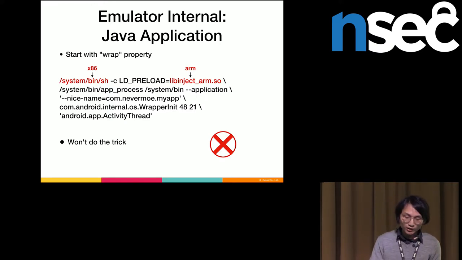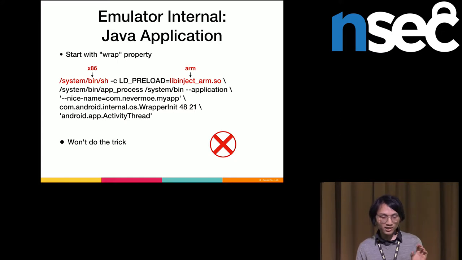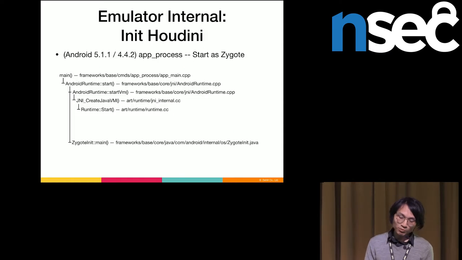But actually, if you look carefully at this command line, this sh command is the final sh command when you start an application by setting the wrap property. So look carefully: the system binary sh is the x86 version, and the library you intended to inject is the ARM version. So this actually won't do the trick. It won't load your ARM version binary into your target process. So in order to inject an ARM library, I'm afraid we have to investigate more about how Houdini works on emulators.